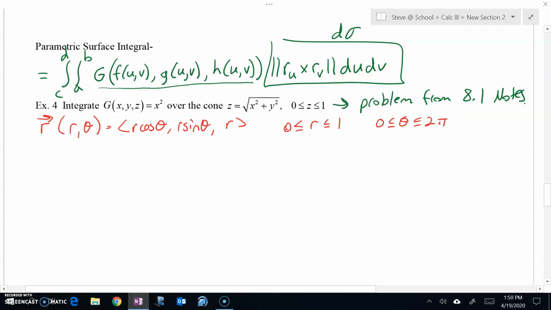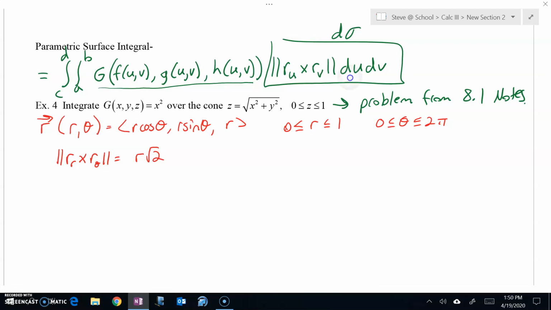We also found the magnitude of the cross product, so we're going to skip doing a cross product for this problem because we don't need to. We did this on the other note sheet. We found that the magnitude of the cross product of the partial derivatives of that function there is r root 2 was what we got. Okay, so now we're going to do the surface integral using this formula.